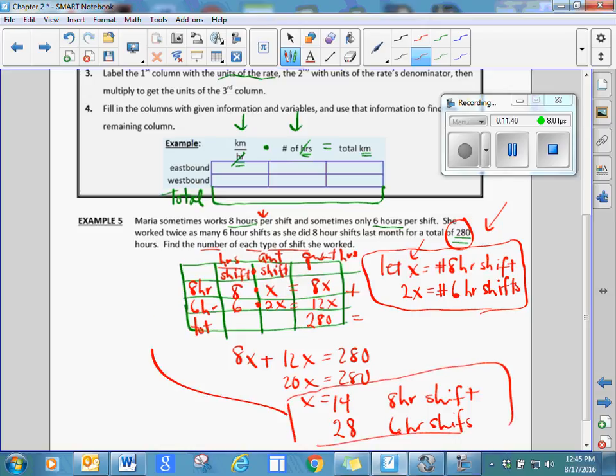Here's the question. Find the number of each type of shift she worked. So I know this is a little bit different. If you need to go back and listen to this video again before you move on to another problem example, please do. But we are going to work some more of these, and I'll have a couple more examples in the next video.